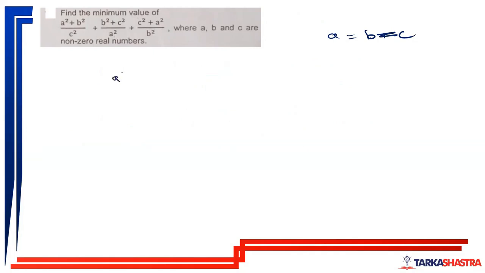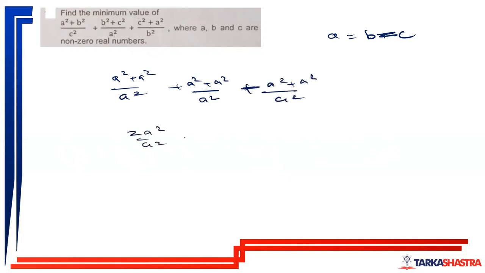So what I have, a square plus a square upon a square, a square plus a square upon a square, and a square plus a square upon a square, which is 2a square upon a square each, and a square gets cancelled. We get the value as 6. Simple as it is. Okay.